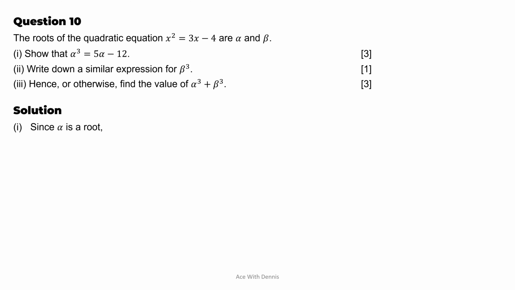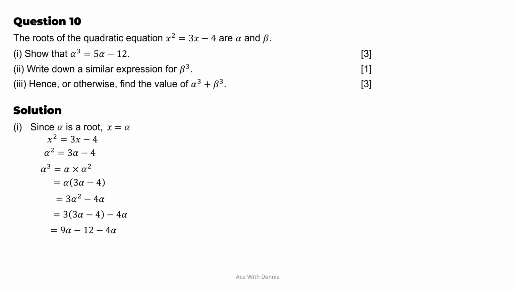For part 1, since alpha is a root, therefore x equals alpha. We can substitute this x equals alpha into the equation x squared equals 3x minus 4, which is alpha squared equals 3 alpha minus 4. Alpha cubed is alpha times alpha squared. Therefore, it is alpha times 3 alpha minus 4. Expand the bracket, we get 3 alpha squared minus 4 alpha. And again, we have the alpha squared. So we can substitute the alpha squared again with 3 alpha minus 4. Expand the bracket, we get 9 alpha minus 12 minus 4 alpha. Simplify, we get 5 alpha minus 12.